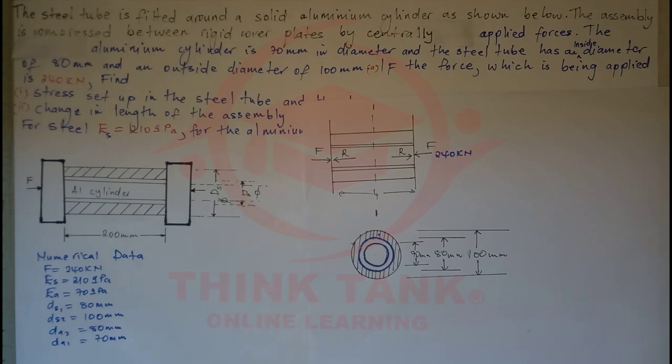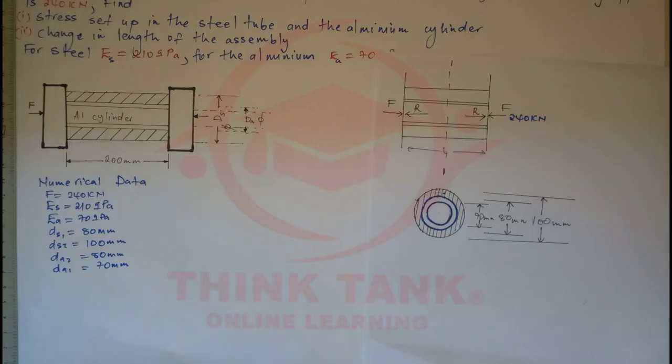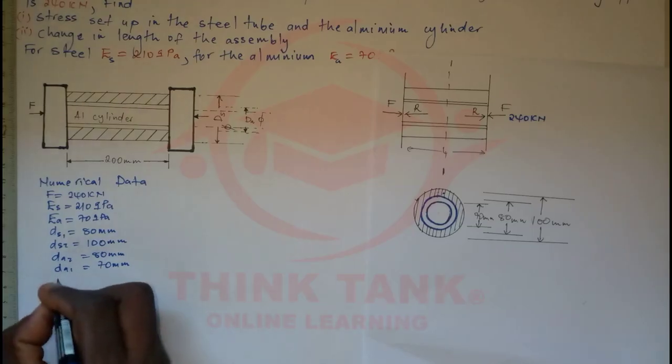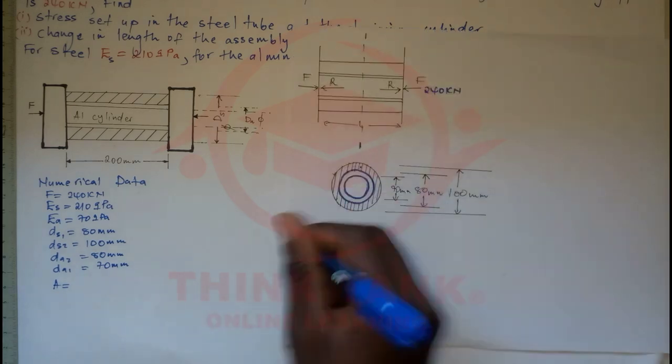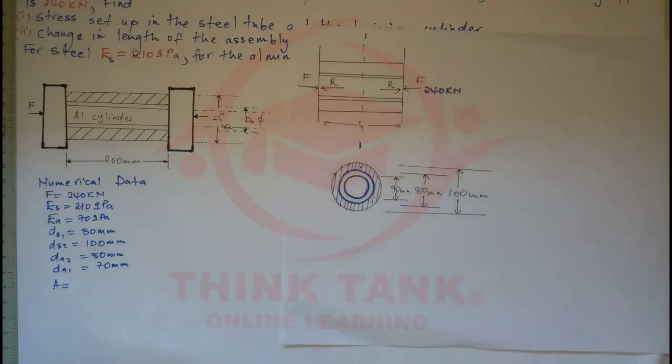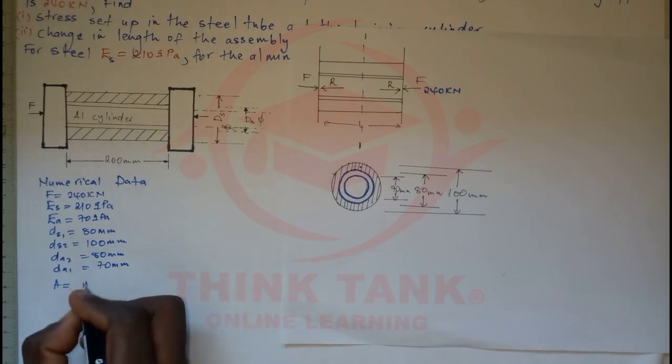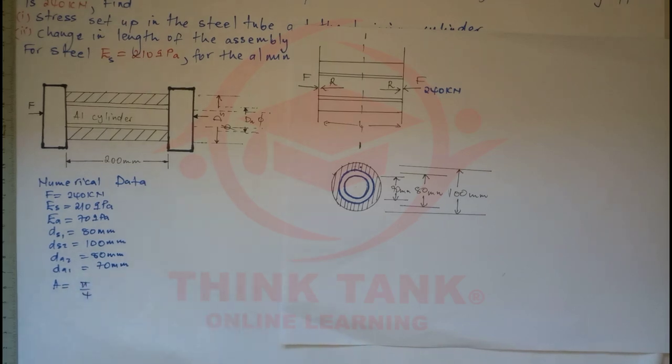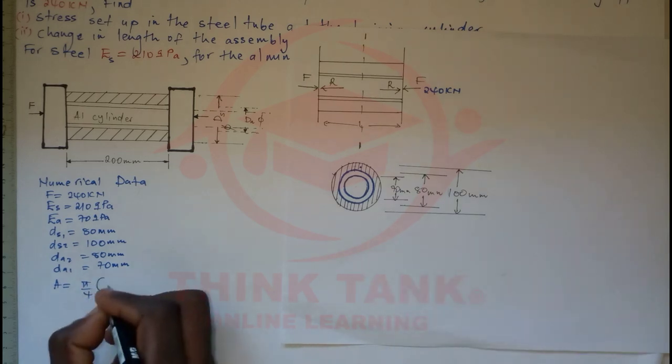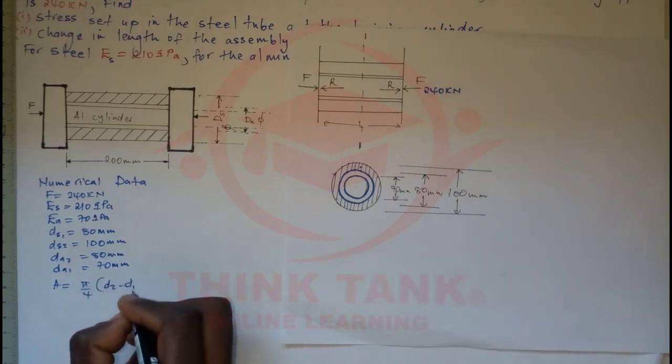We're also going to need the area, since we're going to look at stress, and we know that stress is equal to the force applied over the cross-sectional area. This is the normal force that we're talking about. So let's look at the area of the steel. We know that the area of a circle is equal to pi r squared, or pi over 4 times the square of the diameter. So we're going to say pi over 4, and we have two diameters, the outer and the inner, so I'm going to write d2 squared minus d1 squared.